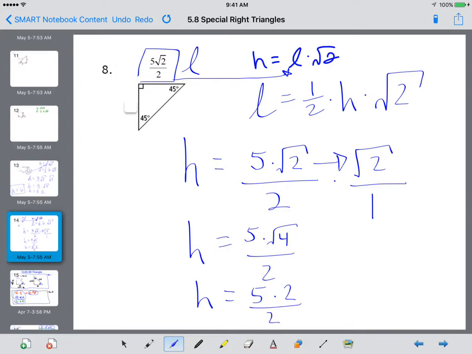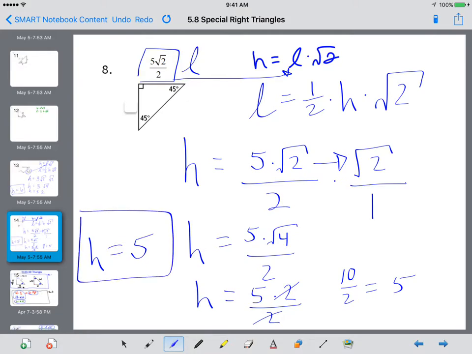And you can think of this two ways. 5 times 2 is 10, and 10 divided by 2 equals 5. Or you can simplify that 2 and a 2. Either way, we end up with a hypotenuse equal to 5. The backside of this sheet is your assignment.